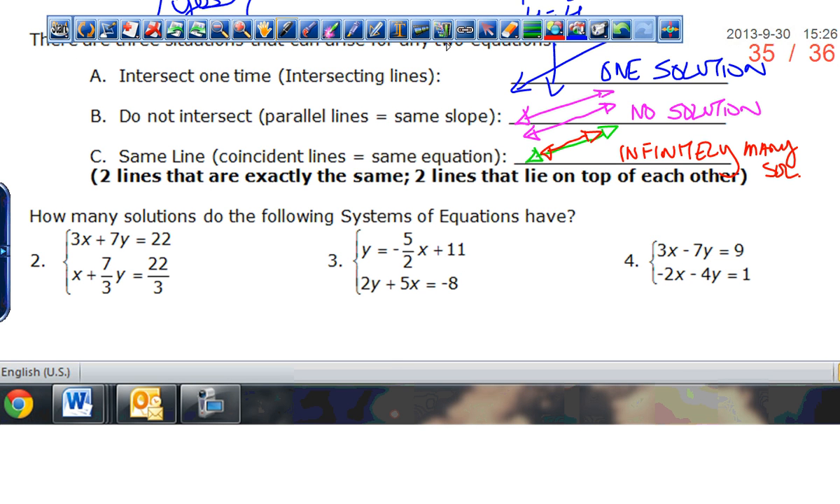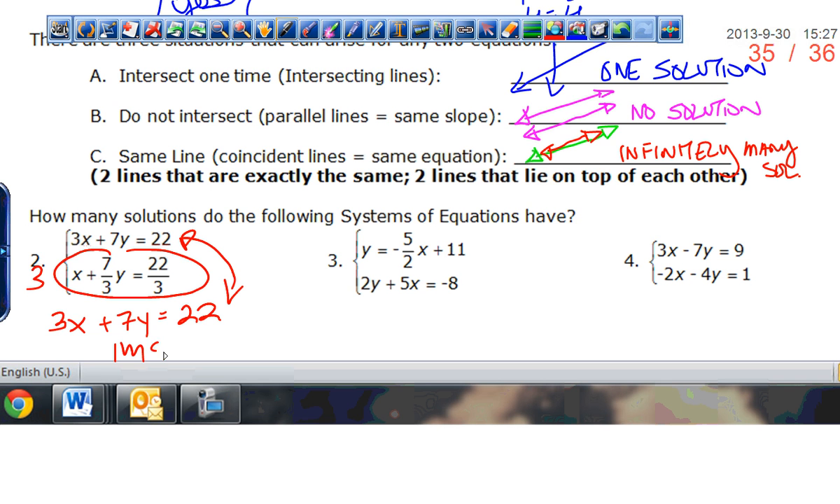So on the second part here, if I multiply everything times 3, let's do that. So I get 3x. The 3 in the denominator cancels out. And I get 22. So, are they the same thing? Yes. If they're the same line, that means infinitely many solutions, or IMS.